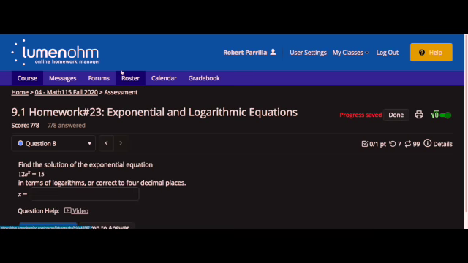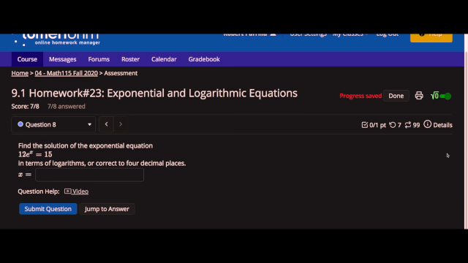Okay, number 8. Same kind of a problem as before, but just like with the other problem that we had before, the second one, I think, we have a coefficient we have to get rid of before we can do any work. In this case, that coefficient is 12. So 12 e to the x is equal to 15. And we can divide both sides by 12, and you're going to get 5 over 4.